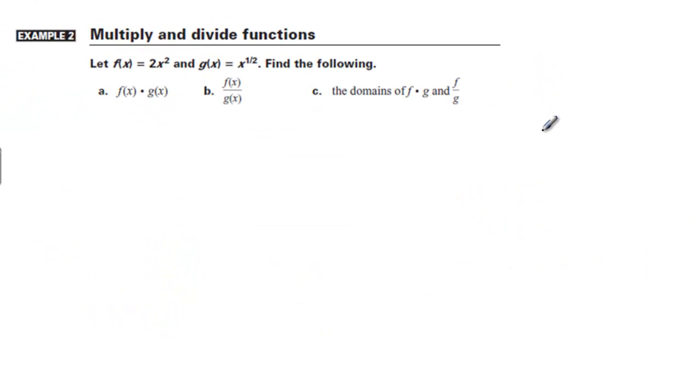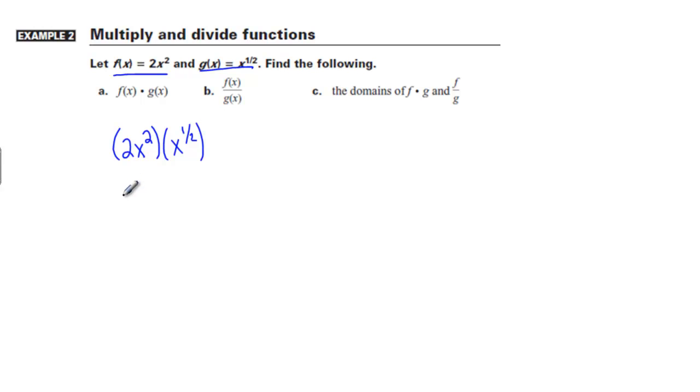Now when we start to multiply and divide functions, this is going to cause a little bit of problems with the domains. Here again we can see that f of x equals 2x squared, g of x equals x to the 1/2. And so what I'm going to do is put in for f of x 2x squared. For g of x I'm going to put x to the 1/2 power. And we just simplify by combining terms and multiplying and using our exponent properties.